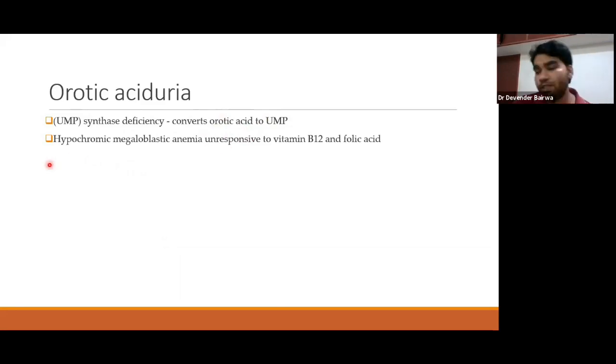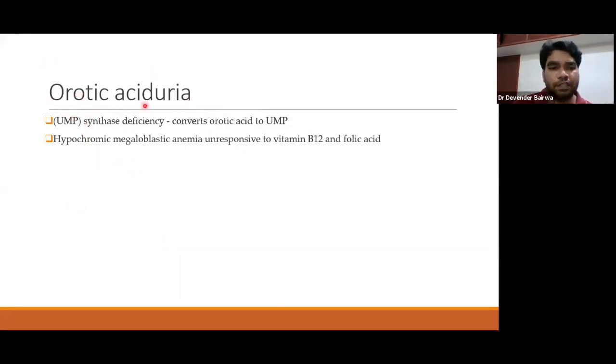You must have read this orotic aciduria in your chapter of anemia, B12 and folic acid, the megaloblastic anemia chapter. One column is mentioned as vitamin B12 unresponsive anemia. So this is the same thing only, orotic aciduria.